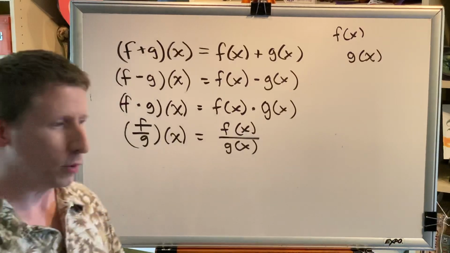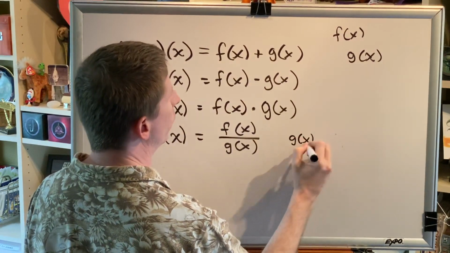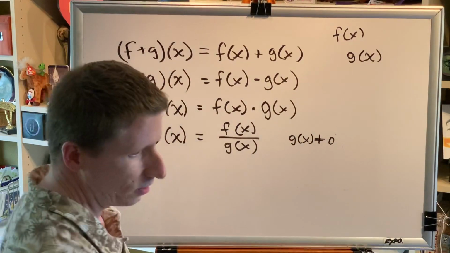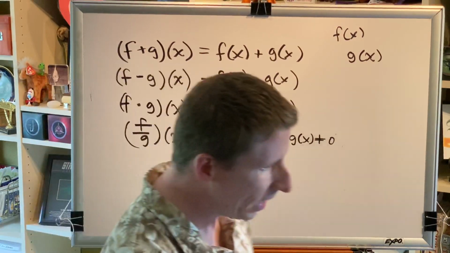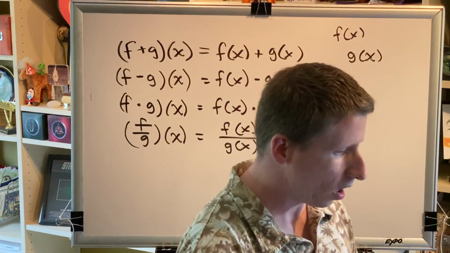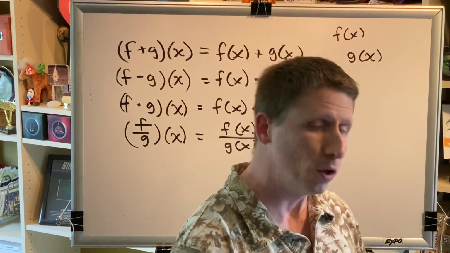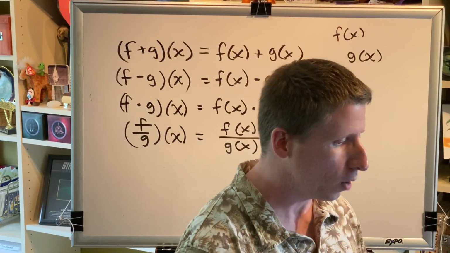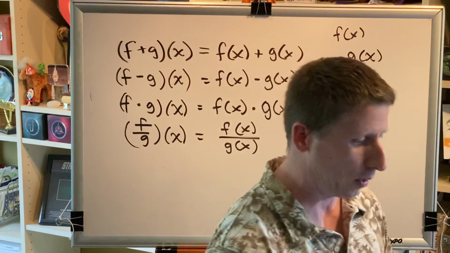This last one comes with a restriction. A denominator cannot be 0 because division by 0 is undefined. Therefore, g of x is not allowed to be equal to 0. The domain of the functions shown here are all real numbers that are in the intersection of the domains of the individual functions f and g. For f over g, we further restrict the domain to exclude values of x for which g of x equals 0.